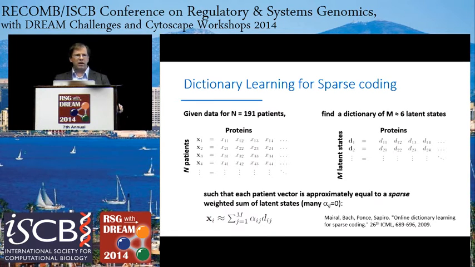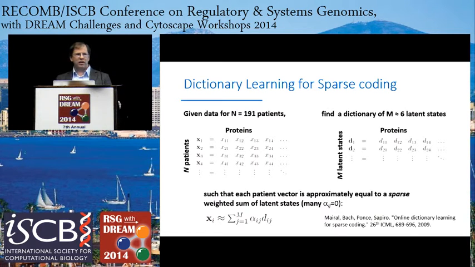So the idea is sort of a dimension reduction method. You start, in this case, with 191 patients. You've got this matrix of numbers, so the rows are the patients, the columns are the proteins. We're going to reduce that to approximately 6 latent states, which have all of the protein numbers. But every patient vector will be approximated by a weighted sum of these 6 vectors.